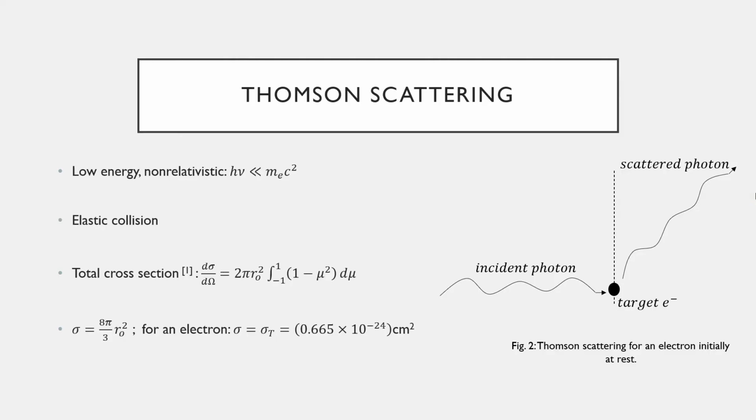Thomson scattering takes place when the photon energy is much less than the rest mass energy of a given electron. This results in an elastic collision, meaning that the photon energy does not change. We can find the cross-section of this collision by integrating over the solid angle d omega. The Thomson cross-section can be calculated to be 0.665 times 10 to the negative 24th centimeters squared. This diagram on the right shows the incident photon that is then scattered by the target electron.